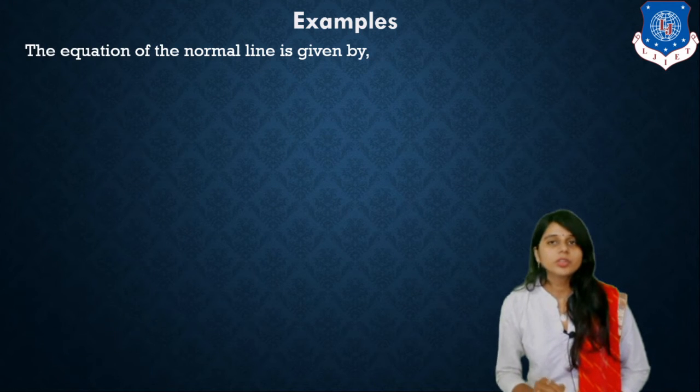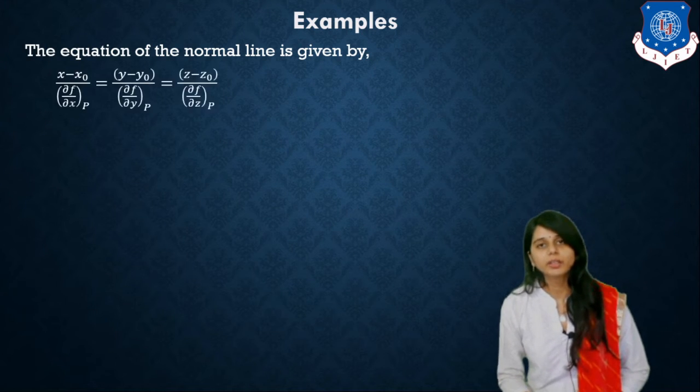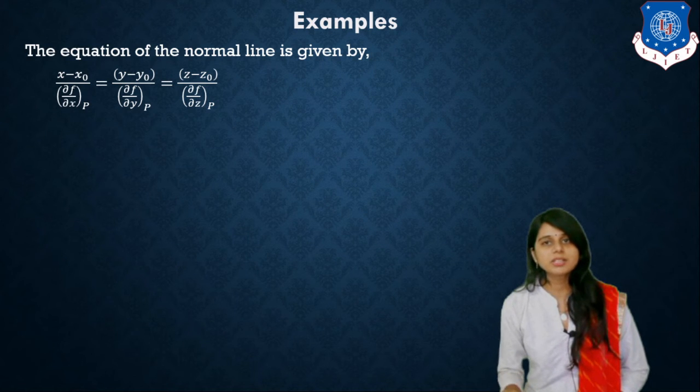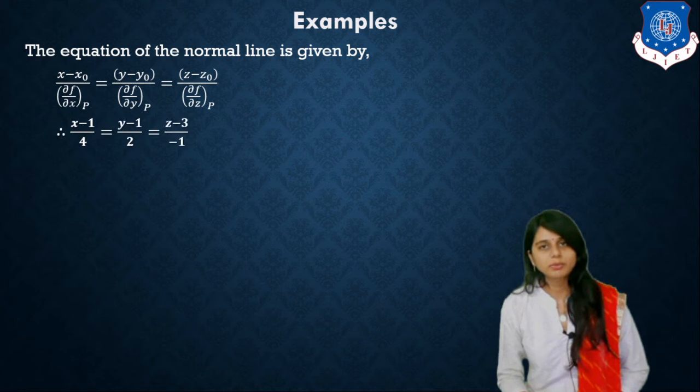The equation of the normal line is given by (x − x0)/(∂f/∂x at point P) = (y − y0)/(∂f/∂y at point P) = (z − z0)/(∂f/∂z at point P). So (x − 1)/4 = (y − 1)/2 = (z − 3)/(−1).